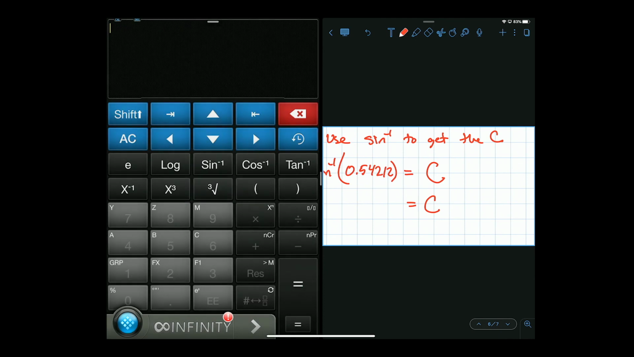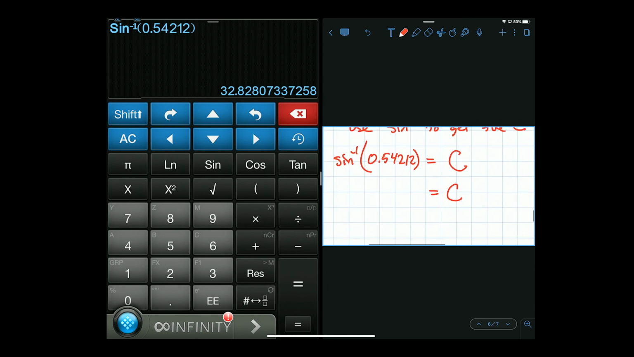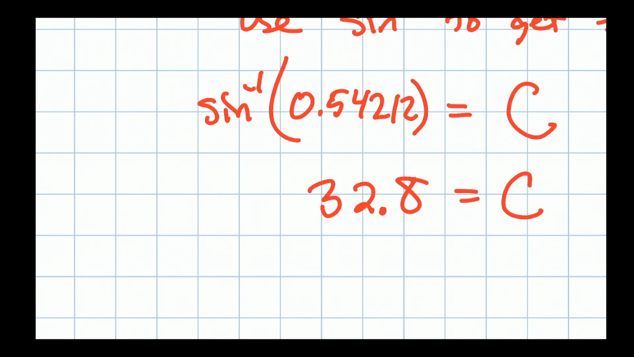Sine inverse 0.54212, enter, go. Okay, so this is degrees, right? So this is 32.8. Yeah, that's fine.